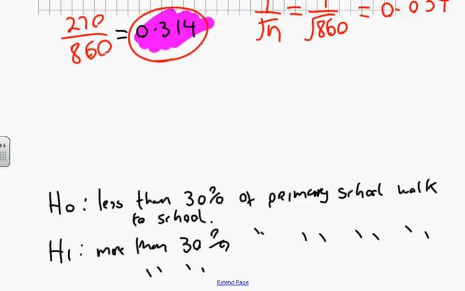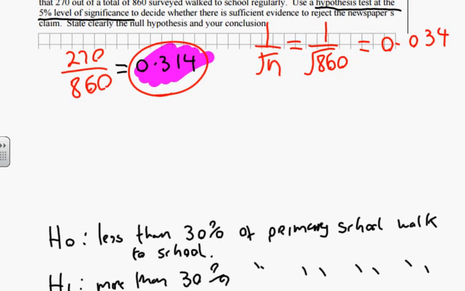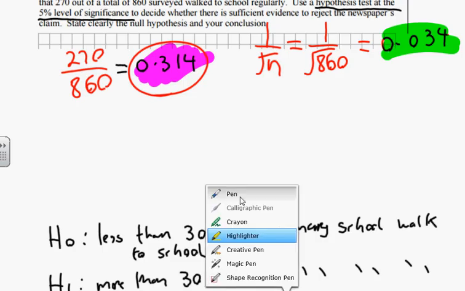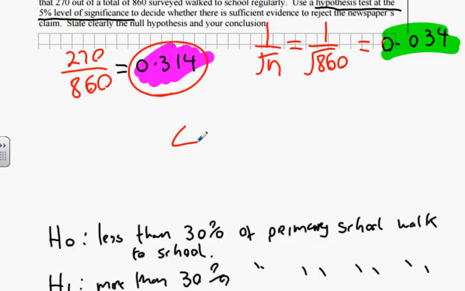You always add it on and take it away. So it's going to be take away this green number from the purple number, and you get two statistics. You get 0.28, and we'll call this a p-value.